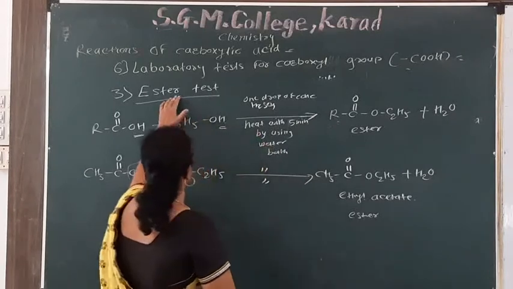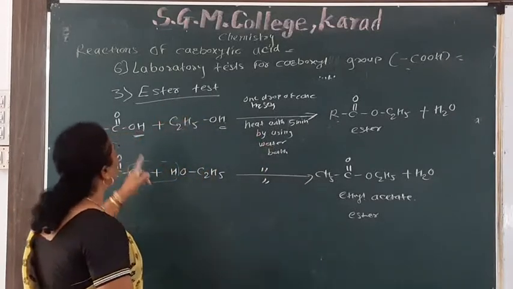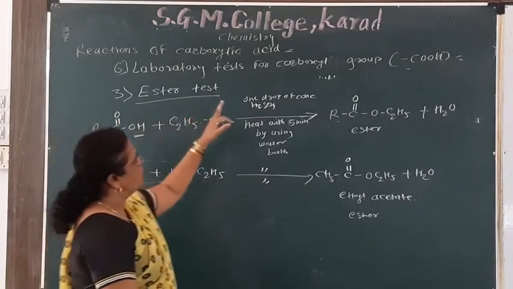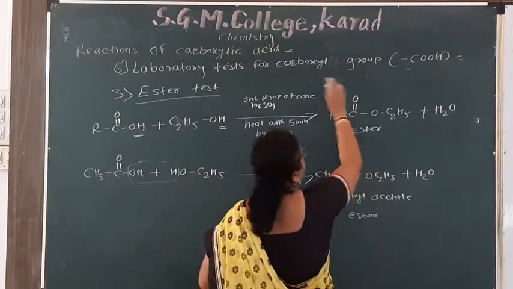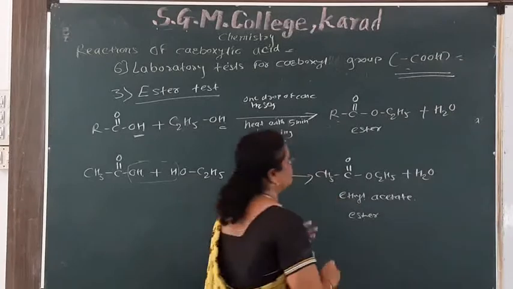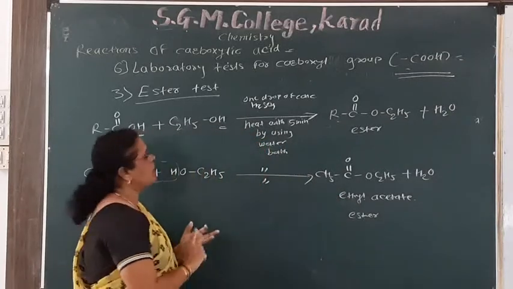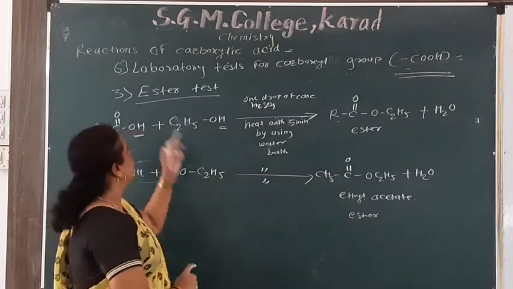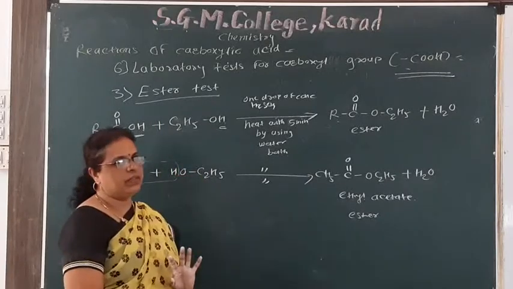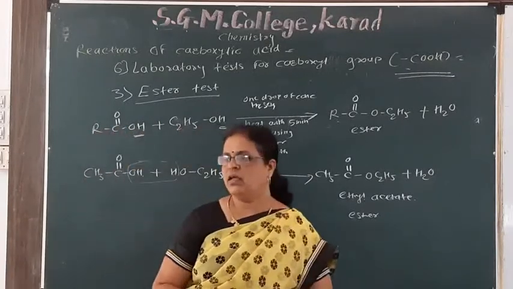Means here 3 laboratory tests are taken for the carboxyl group, that is first litmus test, second sodium bicarbonate test, and third ester test. And in this way this chapter is completed.